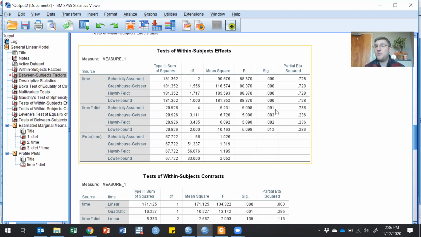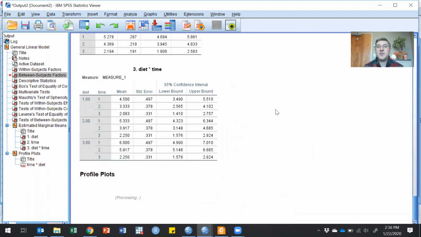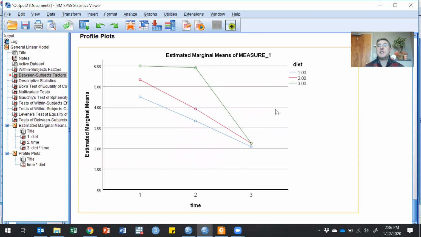This significant interaction is really telling us that weight loss across time depends on what diet program we're in. And we'll see that when we look at the plot down below. Let's go look at that. We're going to scroll on down here to the plot.